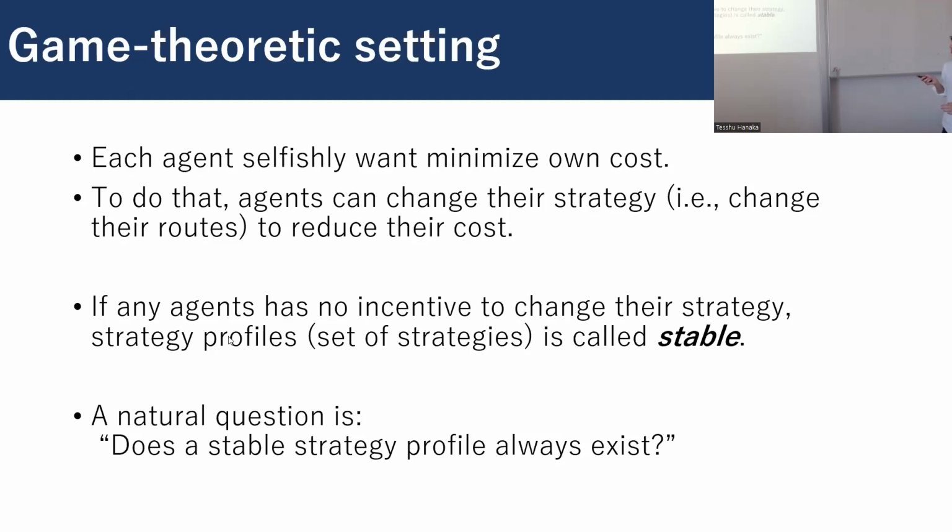And in game theory, we want to check whether there is an equilibrium or a stable solution. The stability means that if no agent has an incentive to change their strategy, then the strategy profile, which is the set of strategies, is called stable. And so the natural question is, does a stable strategy profile always exist in this problem?